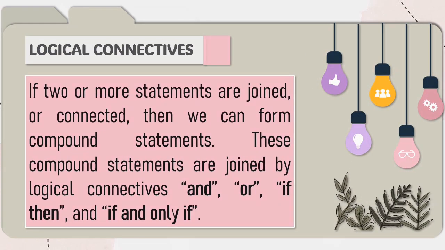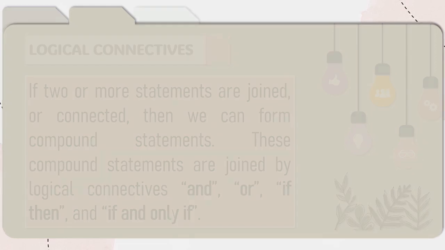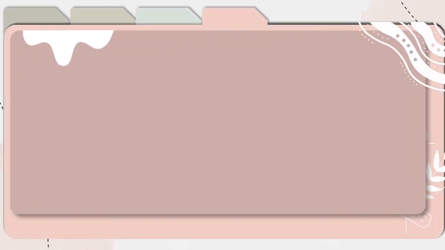Now let's move to the logical connectives. If two or more statements are joined or connected, then we can form compound statements. These compound statements are joined by the logical connectives and, or, if then, and if and only if. So let me give you an example. Your first statement is John ate fries, and the second statement is Mario drinks soda. So what you are going to do is to use these logical connectives: and, or, if then, and if and only if. So let's look at the table.